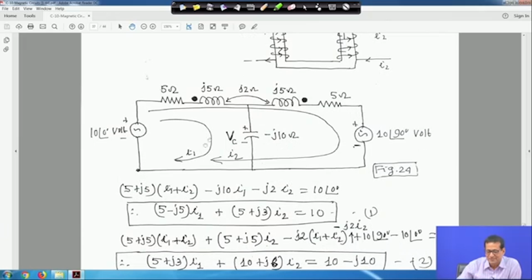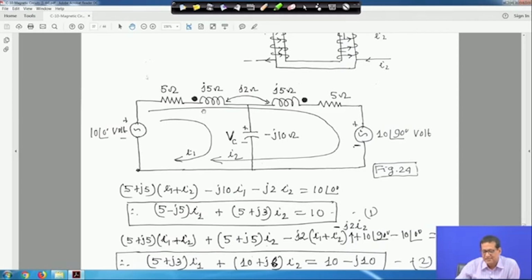But the question is to put the KVL in the first equation. It will be 5 plus J 5 into I 1 plus I 2, because this is I 2 and this is I 1. The current flowing through this, look at the pointer, is I 1 plus I 2. So 5 plus J 5 into I 1 plus I 2. Now minus, the mutual will come later, minus this J 10 reactance into I 1, because that is the current in this loop. So this is minus J 10 into I 1.